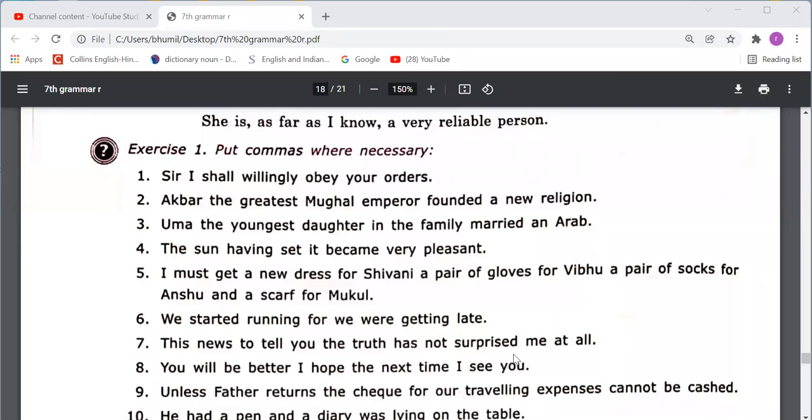Yes, I must get a new dress for Shivani, comma, a pair of gloves for Vibhu, and comma, a pair of socks for Anshu, and a scarf for Mukul. Yes, very good, right answer. These are the phrases, and to make them separate, we need to use comma here. Very good, right answer.